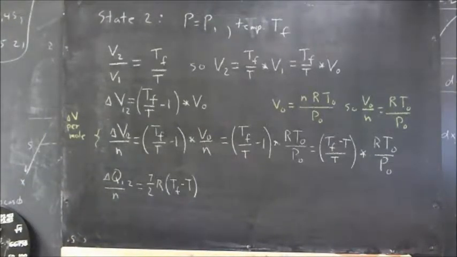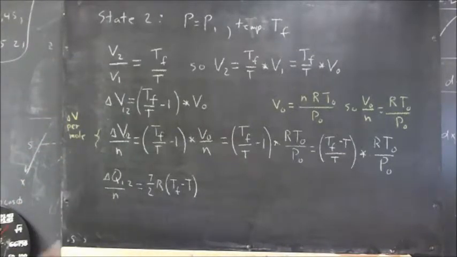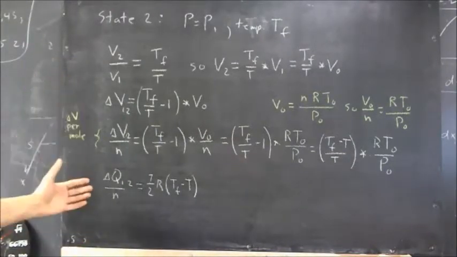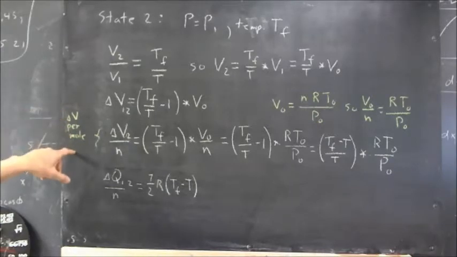Fairly straightforward. Gets more complicated, but so far to this point, you should be in pretty good shape with this symbolic analysis. And again, reminding us that we want delta V per mole. That's the delta V over n.